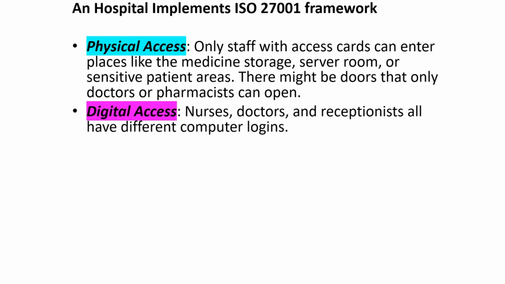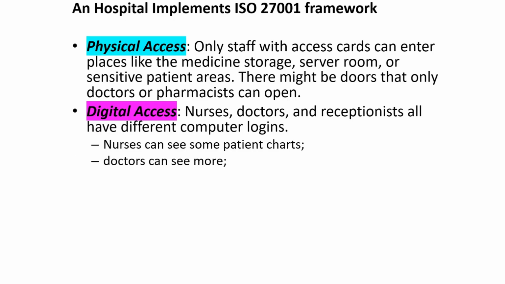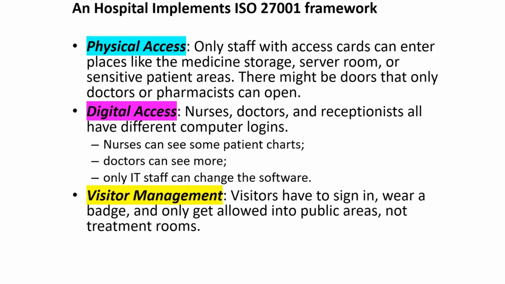And the next is digital access. The doctors, nurses, and receptionists all have their own computer logins. Everybody has their own login details. Then the nurse can see patients' charts, while the doctors can see more than just the patient charts. Why? Because they have elevated privilege. Then the IT staff can see everything and can change the software, right? He can see everything and control everything. So there should be regulations on that.